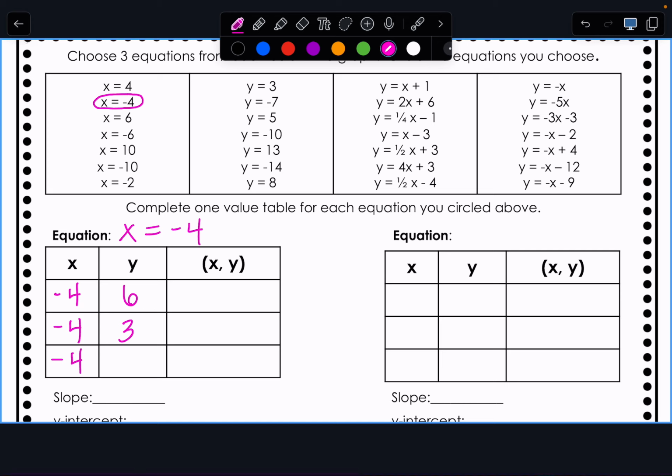Olivia, give me a number. 5. If y is 5, the x coordinate is -4. Okay? Literally, the x's are all -4. We could pick any y value. So what we're going to do is plot -4, 6, -4, 3, and -4, 5 on our graph. So write those down.